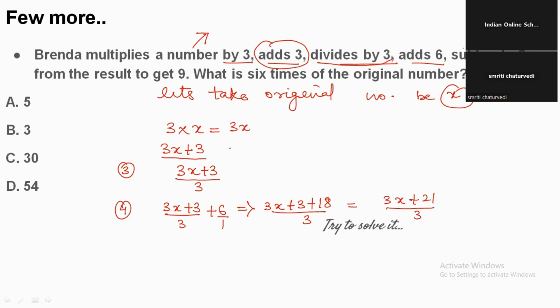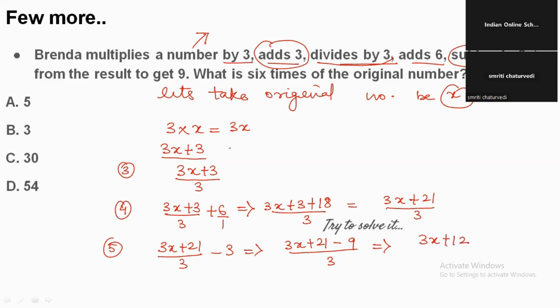Now after that, she is subtracting 3 from whatever she is getting. So in the last step, she is subtracting 3. Again we are subtracting a whole number from a fractional number, so we need to take the LCM. When we solve it, we get this. So it becomes 3x plus 12 by 3.